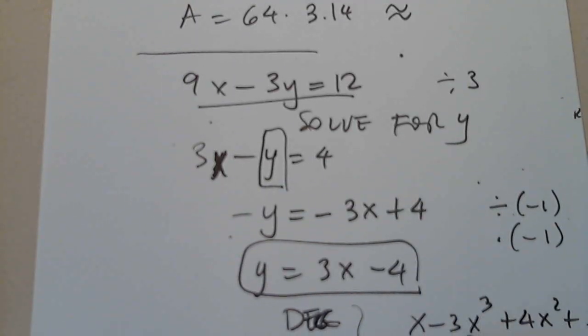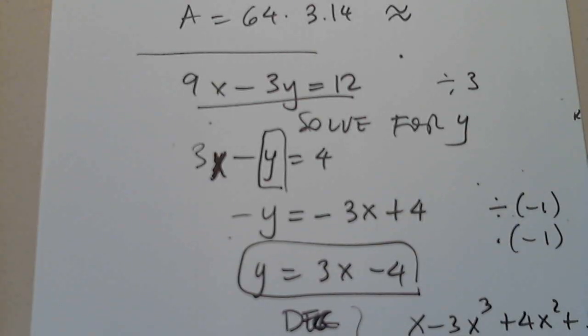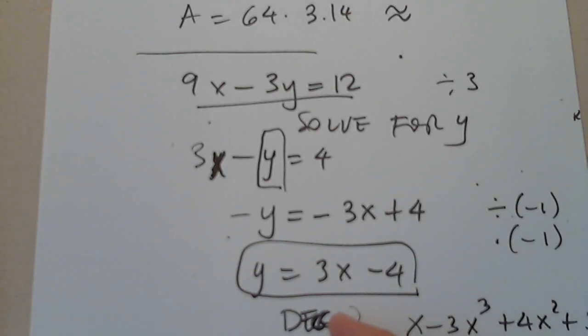So then I can identify the degree, which is 3. I can identify the leading term, which is negative 3x cubed. And I can identify the leading coefficient, which is negative 3. So all polynomials have to be presented in descending order of the powers of the variable, so I can identify the degree, the leading term, and the leading coefficient.